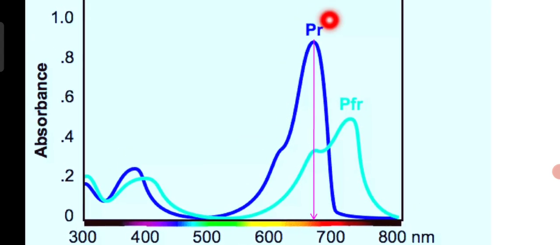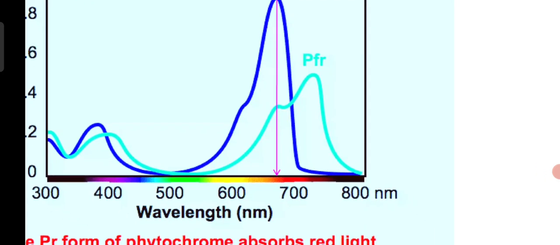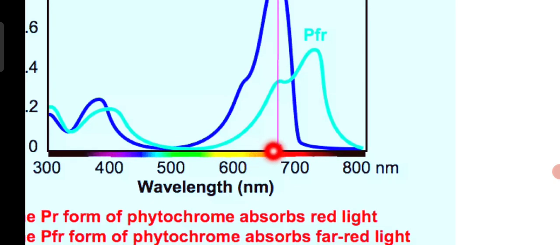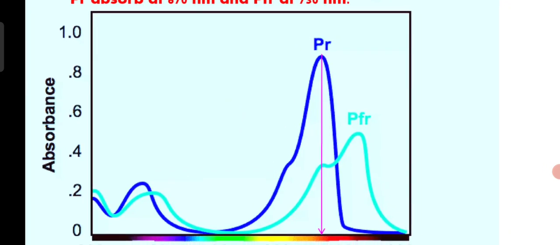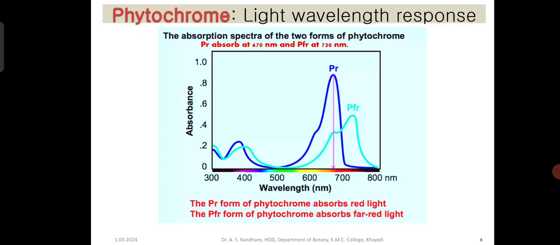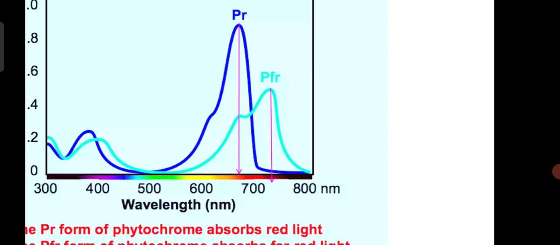So here you can see this PR form, the phytochrome red form, has its peak lying about 670. Similarly, this phytochrome far red peak falls here, about 730 or 740 something.